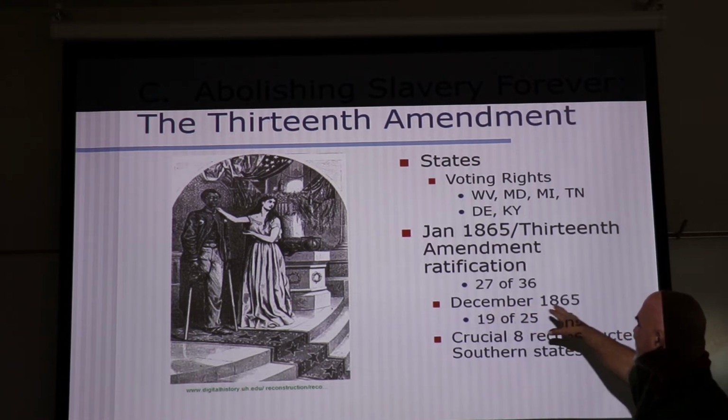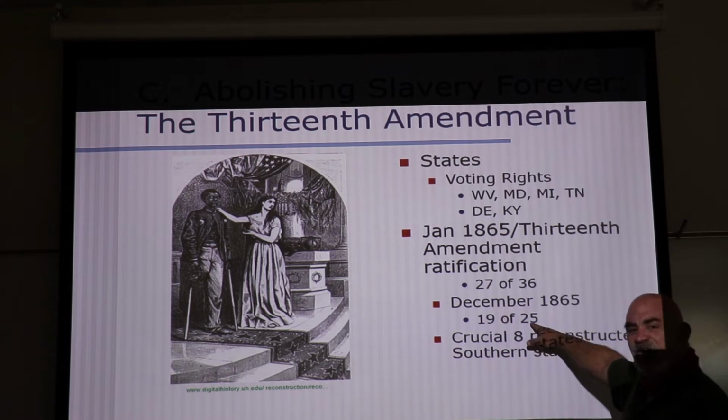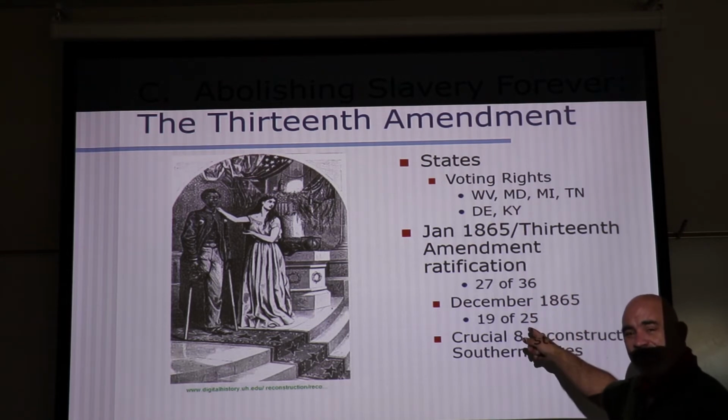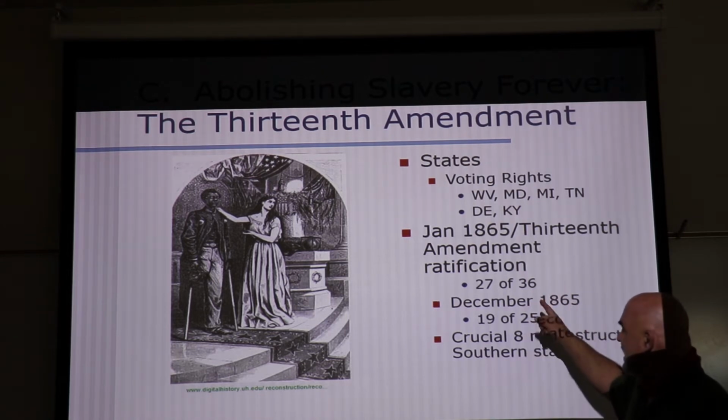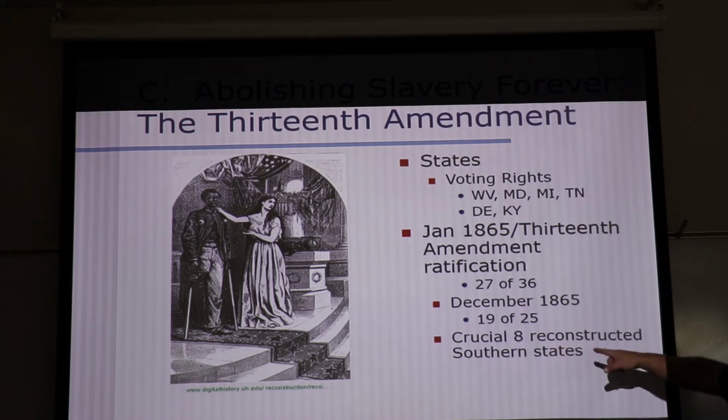But by December of 1865, only 19 of the 25 northern states had voted for the 13th Amendment, barely missing that 3/4. If it hadn't been for the yes votes of 8 reconstructed southern states that pushed it beyond the 3/4, the 13th Amendment may not have been passed.